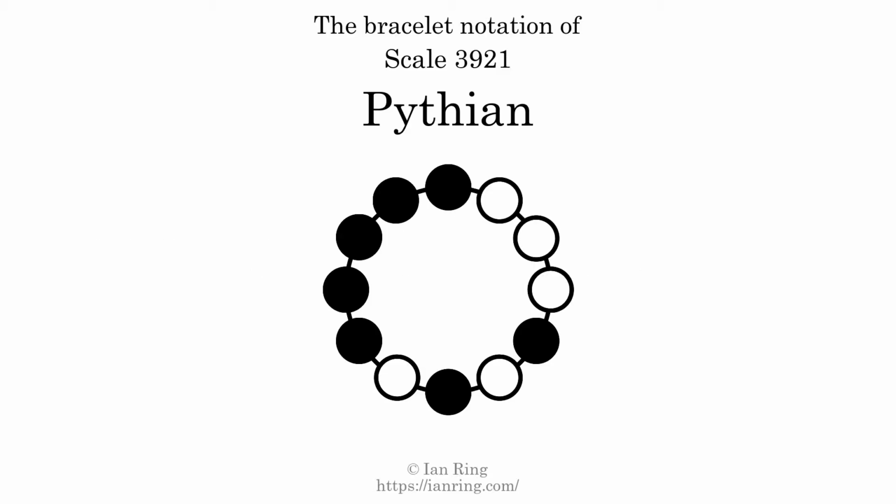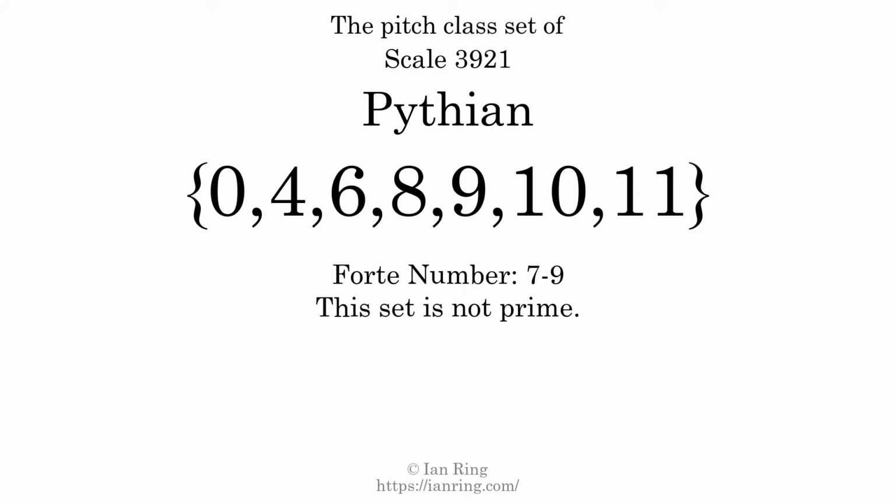This is a bracelet notation diagram of scale 3921. The shaded circles represent tones that appear in the scale, and they are read clockwise, starting at the top. The pitch class set for this scale is 0, 4, 6, 8, 9, 10, 11. The fault class is 7, 9. This set is not prime.